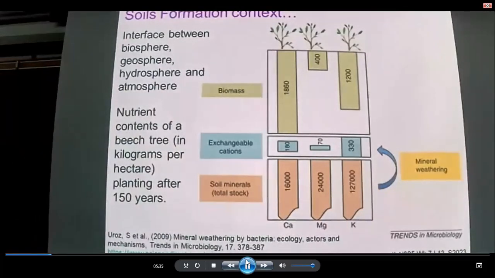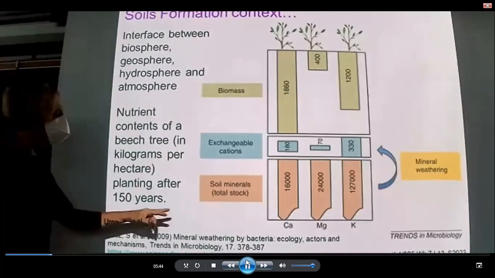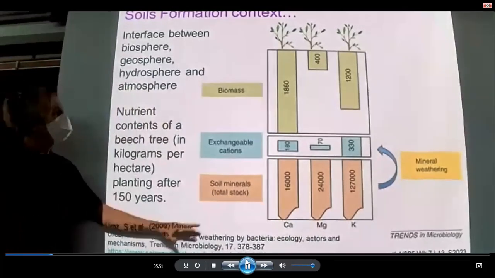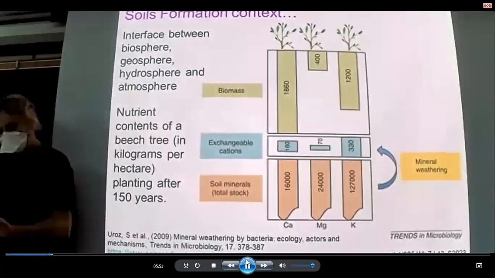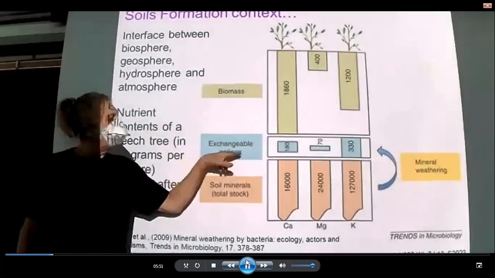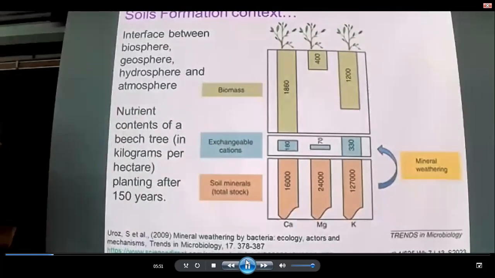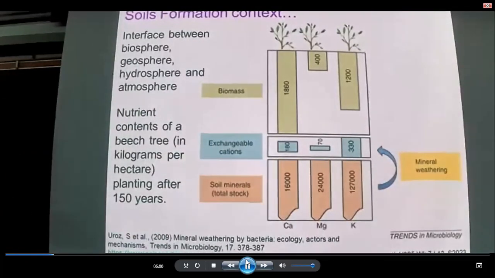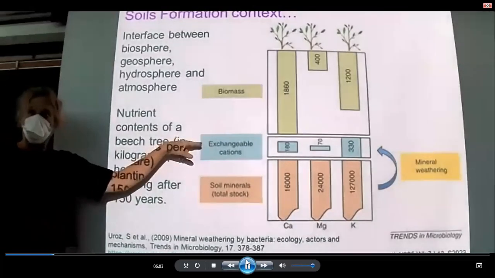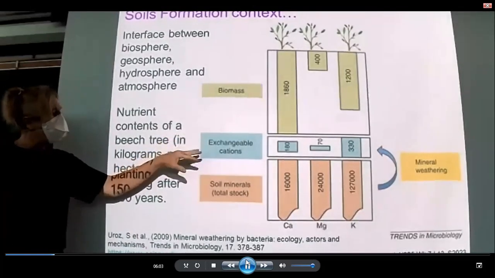And you can see the breakdown in terms of the relative proportion of those elements found in plants, in the living biomass, the relative amount found in exchangeable ions. These are sitting on exchangeable cation sites on clay particles, as we talked about last week and in preceding weeks, and what is in the primary rock materials that can be liberated during the process of weathering.